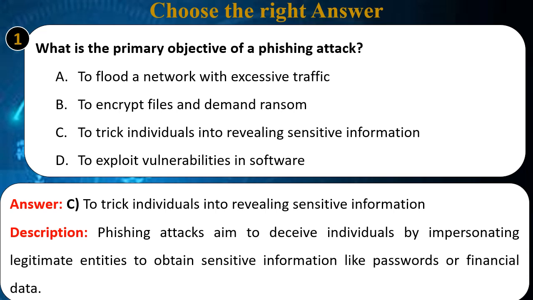A. To flood a network with excessive traffic. This describes a denial of service (DOS) attack, not phishing. B. To encrypt files and demand ransom. This describes ransomware, not phishing. D. To exploit vulnerabilities in software. While attackers may use vulnerabilities in software to facilitate phishing attacks, gaining sensitive information is the ultimate goal.